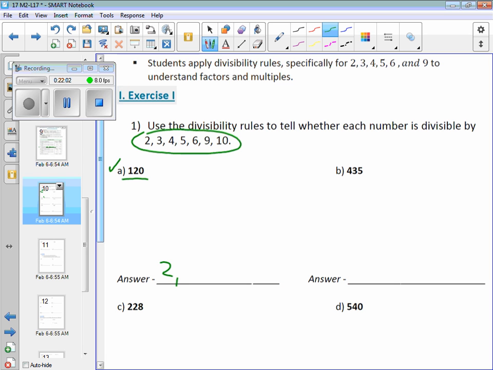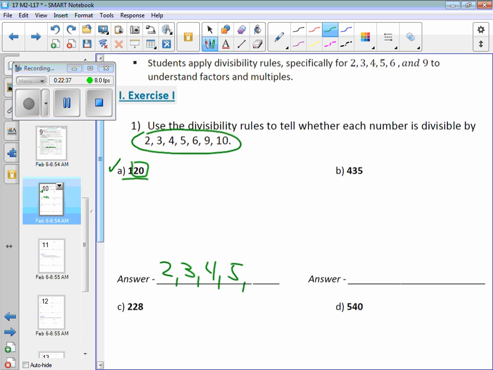What about 3? Delaney, will 3 work? Why? When you add all 3 digits up, you get 3. 3 can go into it. 3 will work. What about 4? Anna, what say you? Yes. Why? Because 24. You got it. Look at the last 2 digits. 4 can go into it. 4 will work. 5's always the easy one. Yes or no? Say it out loud. Ends in a 0, so it'll work.